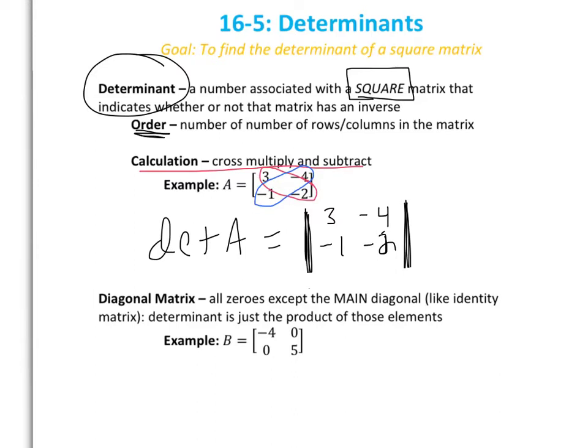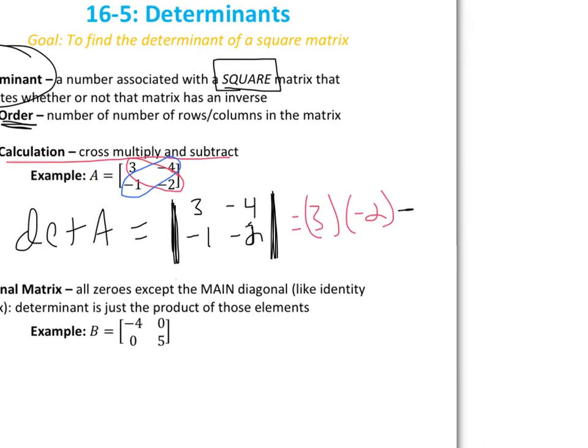So what we'll do is the multiplication. It's going to be 3 times negative 2 minus the blue part, negative 4 times negative 1. Then you just finish that up, and we'll have negative 6 minus 4, which equals negative 10, and that's our answer.